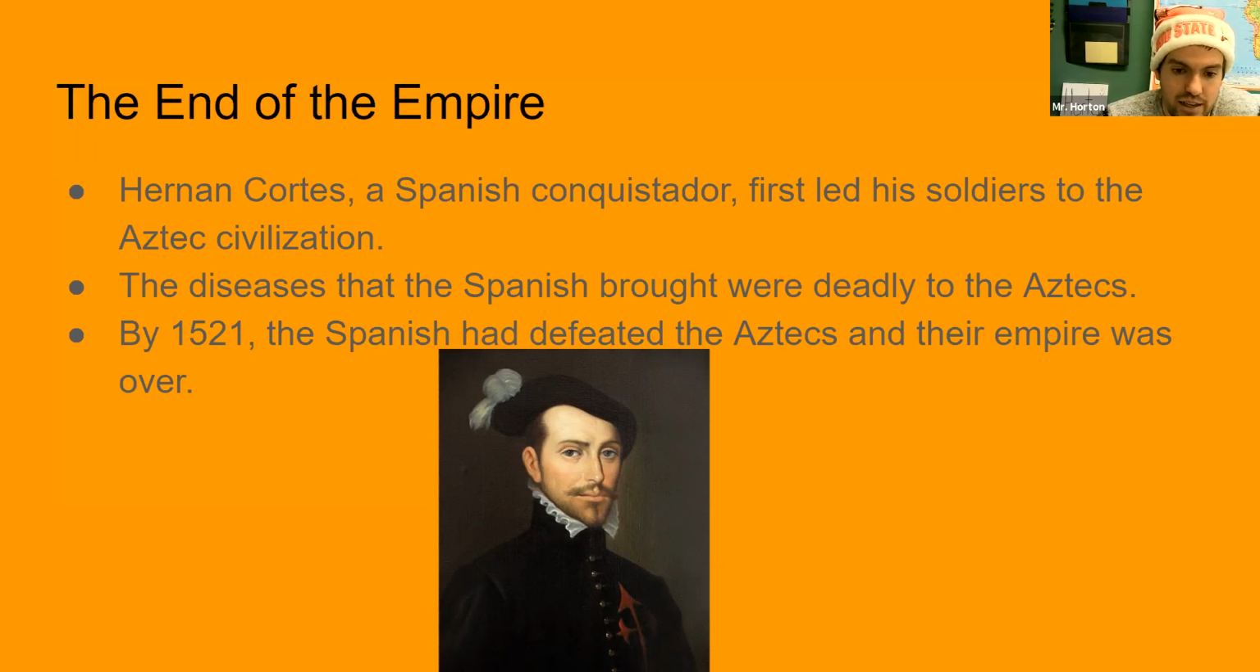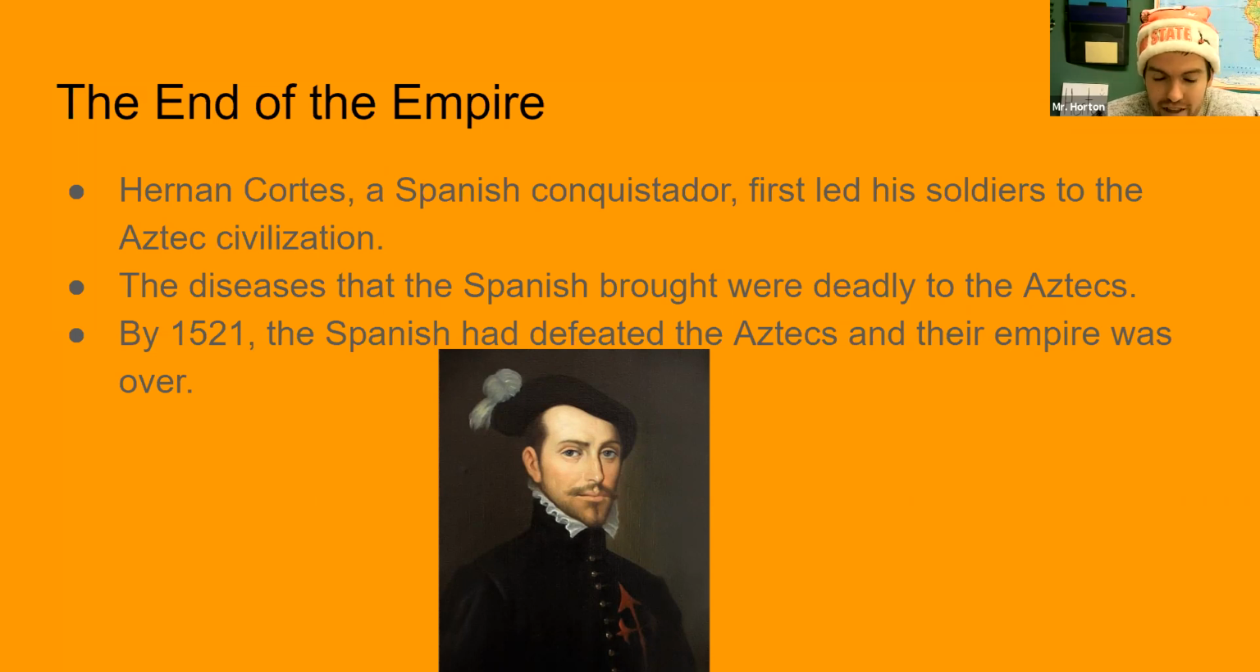So Hernan Cortez was the leader of the Spanish conquistadors, and they had a couple of advantages that helped them take over the Aztecs pretty easily. The first advantage was an advanced weapon system. Unlike the Aztecs, who only had spears, bows and arrows, and little knives, the Spanish had weapons such as guns and cannons that would be much more impactful than the weapons of the Aztecs. And the Spanish also had armor.